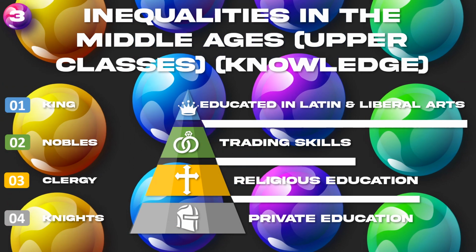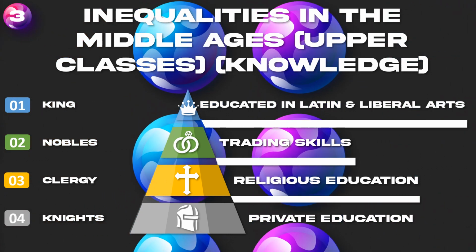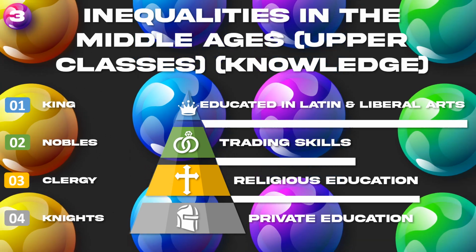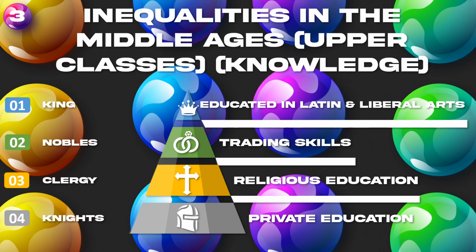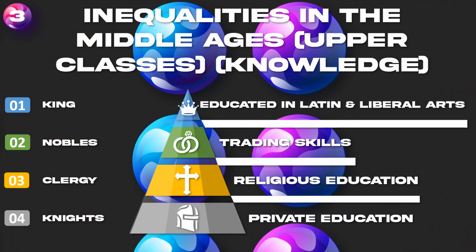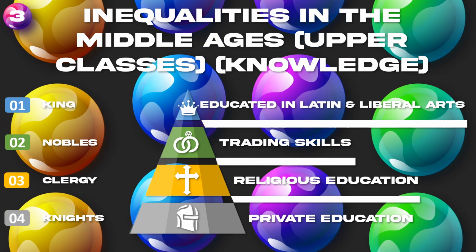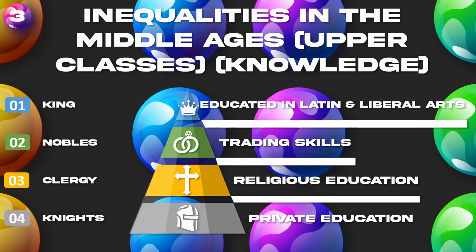If we focus on the upper classes, we can see that even within these upper classes, there are inequalities in terms of knowledge. First, the king was very educated, especially in Latin and liberal arts. The noble had trading knowledge, the clergy religious education, and the knight mainly private education.